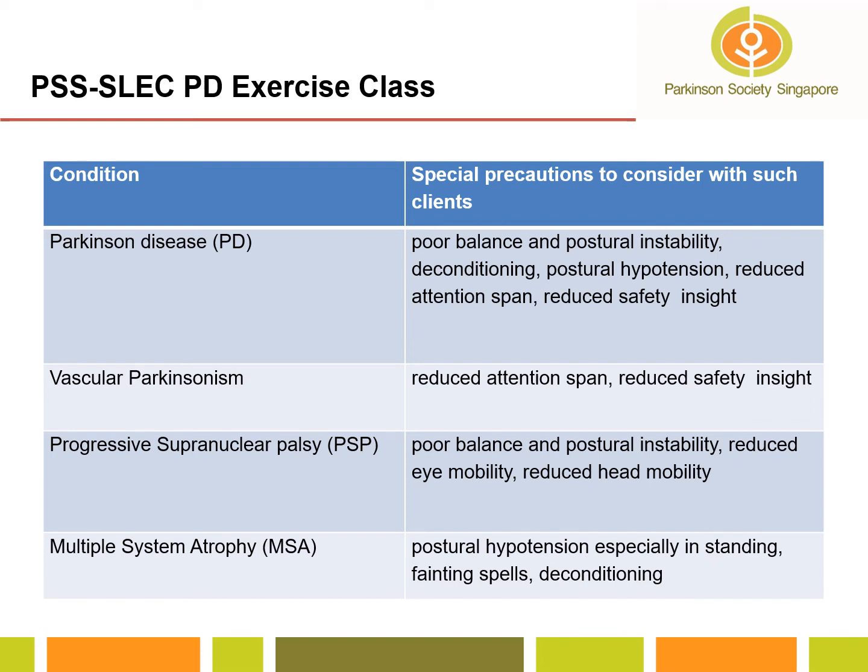So with clients with MSA, multiple system atrophy, they have a really serious postural hypotension, fainting spell, and some of them may be deconditioned as well. So these are just some special mention for you to take note of if you have this group of clients in your class.